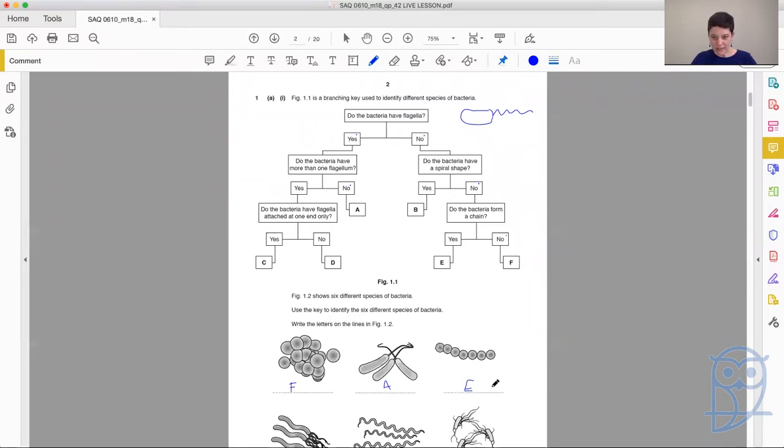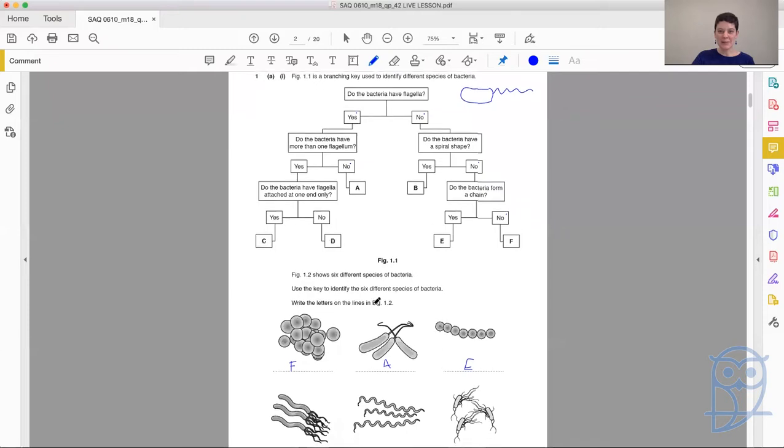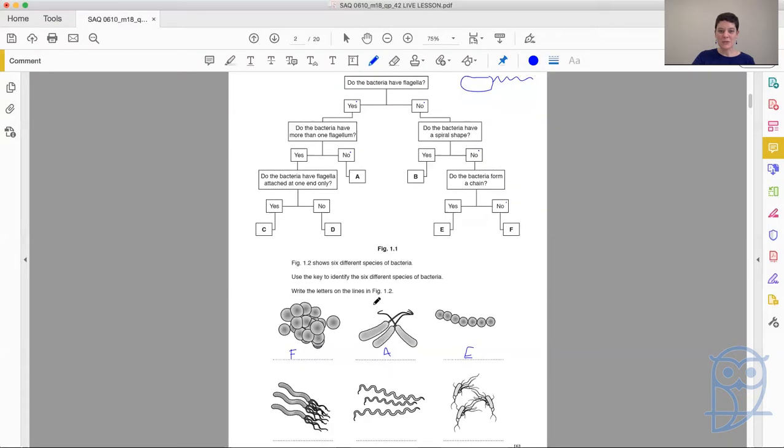That's a very funny looking E. Okay, it looks better there. So, moving a little bit down so we can see the next ones. Do the bacteria have flagella? Yes. Do they have more than 1 flagellum? Yes. Do they have the flagella attached at one end only? Yes. All on one end. So the answer is C.